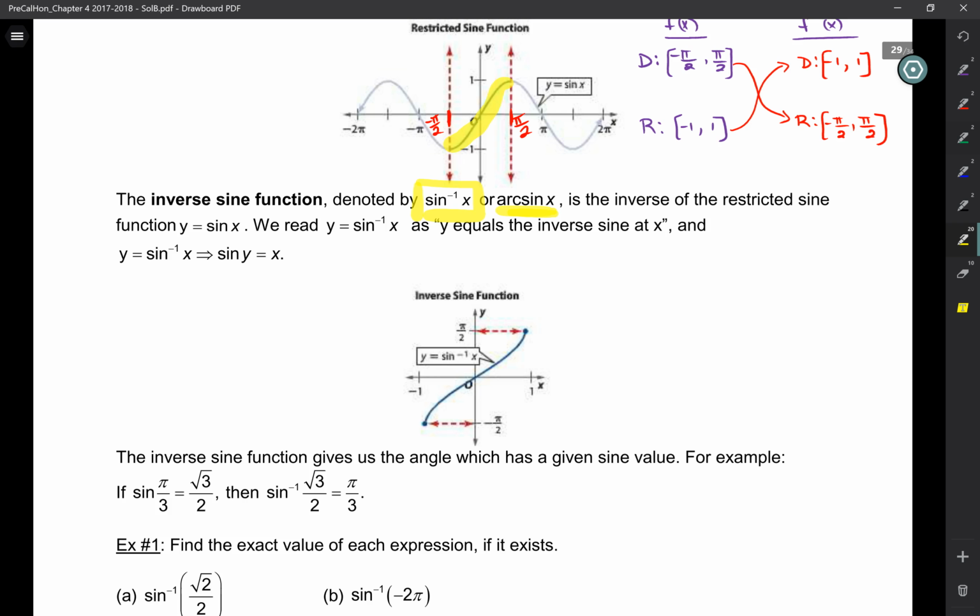But notice what's happened here in the inverse. Negative pi over 2 and pi over 2, which used to be the interval on the x-axis, are now the interval on the y-axis, and the x-axis goes from negative 1 to 1. All right? So it's an interchanged x and y.